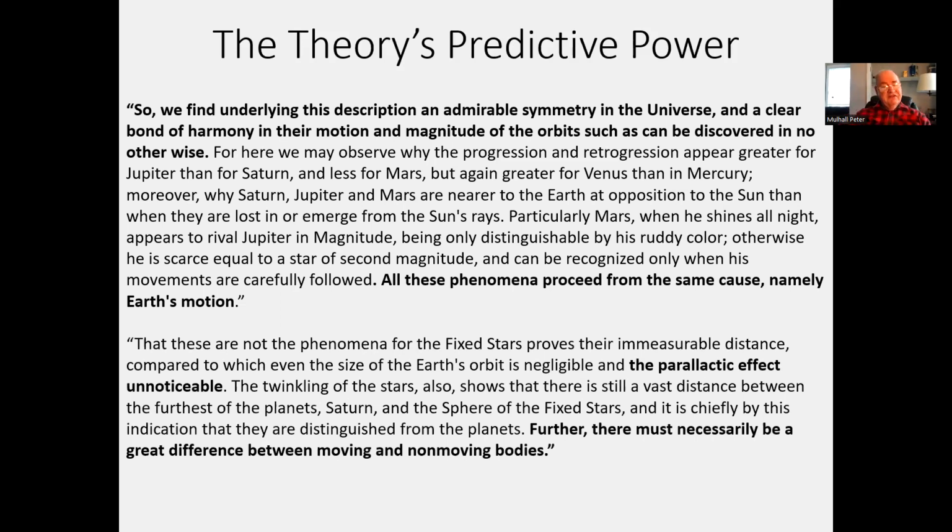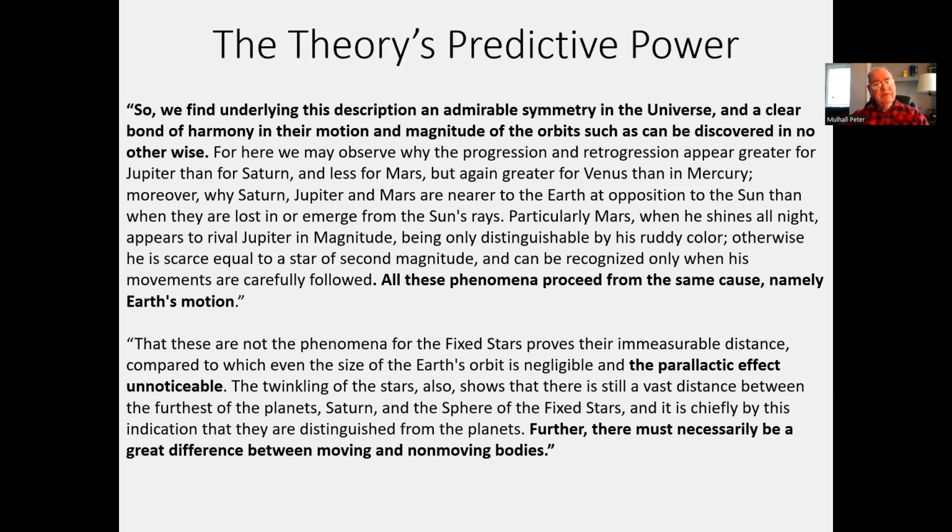That these are not the phenomena of the fixed stars proves their immeasurable distance, compared to which even the size of the Earth's orbit is negligible, and the parallax effect is unnoticeable. Well, I'll explain that in a moment. The twinkling of the stars also shows their vast distance between the furthest of the planets, Saturn, and the sphere of the fixed stars.